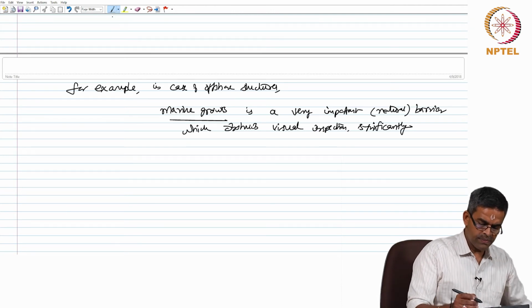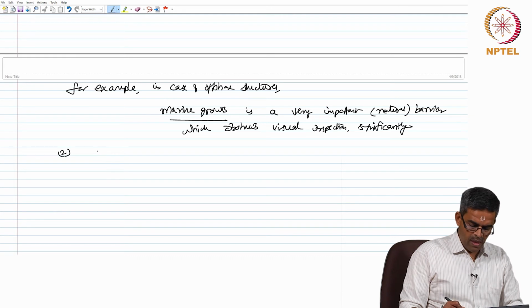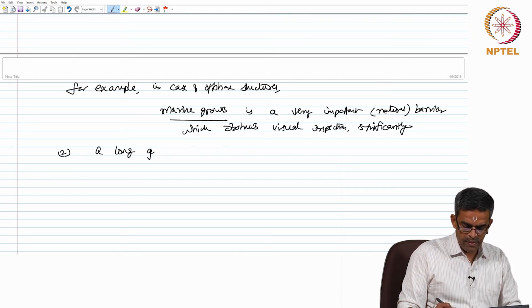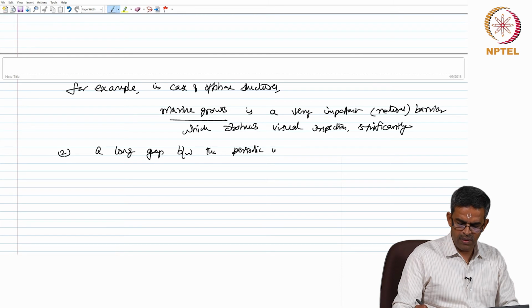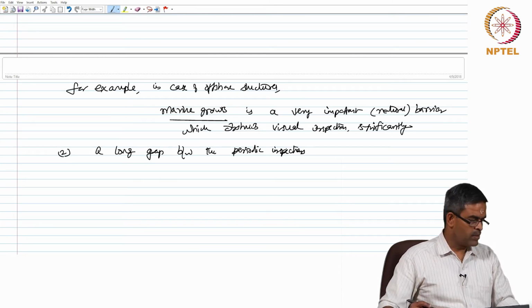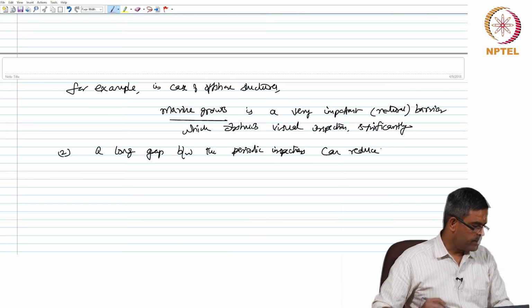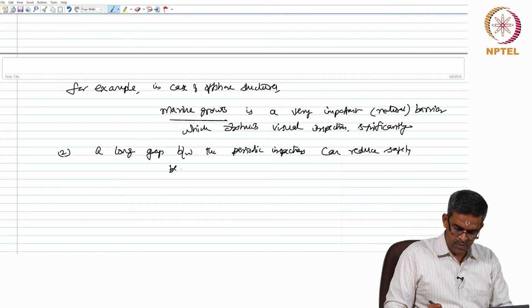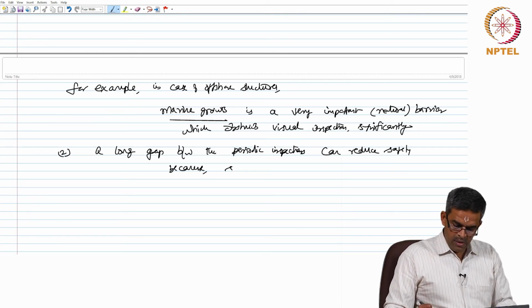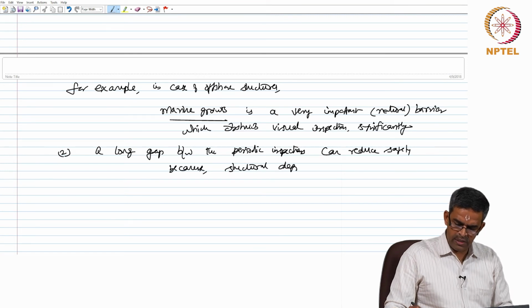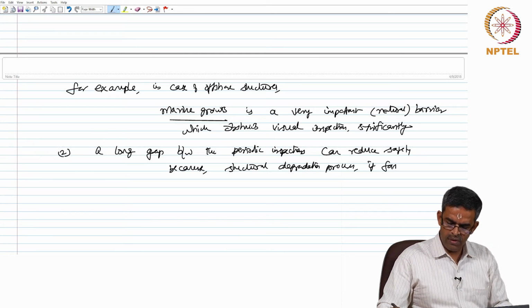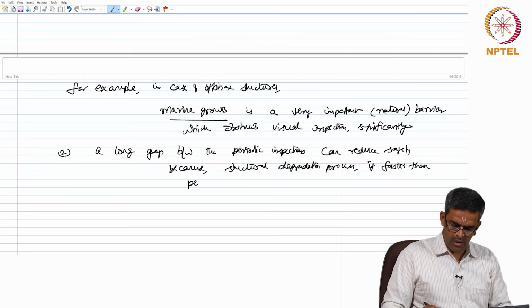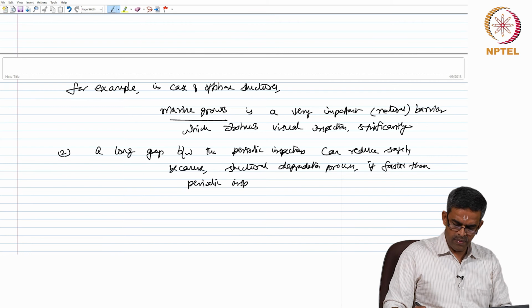The second issue is a long gap between the periodic inspections can reduce safety, because if the structural degradation process is faster than periodic inspection, it will go unnoticed.